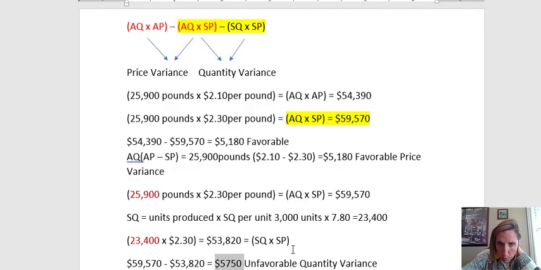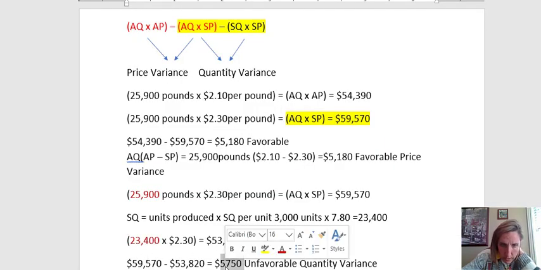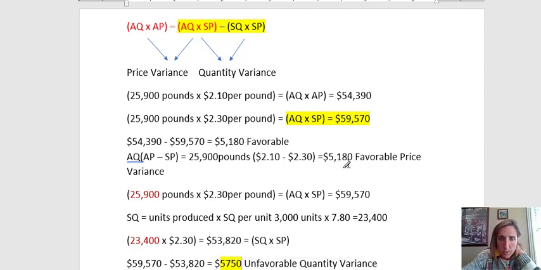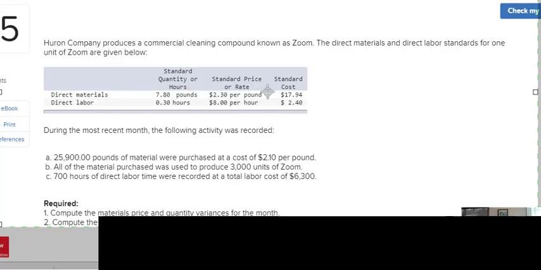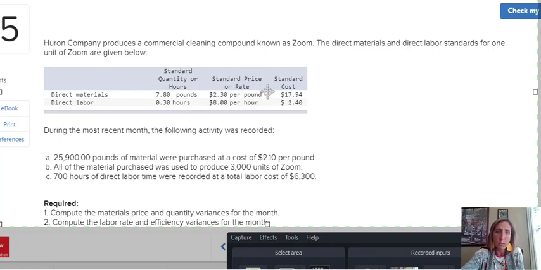5,750, unfavorable is what we put. 5,750, you can see down here, unfavorable. Our other answer was 5,180. 5,180 favorable. Now we're going to calculate the labor rate and efficiency variances.